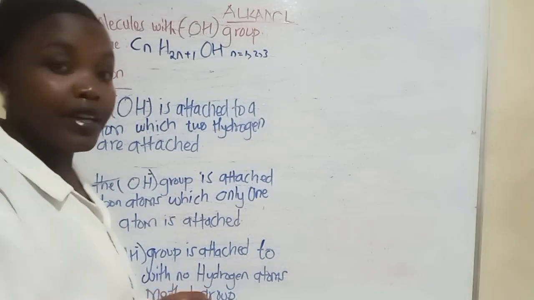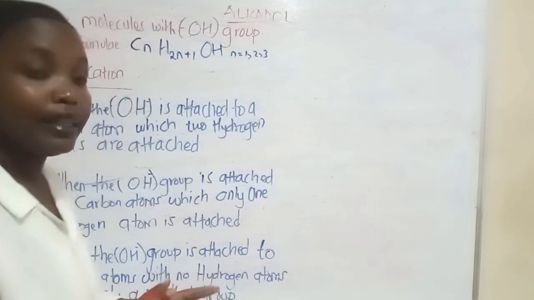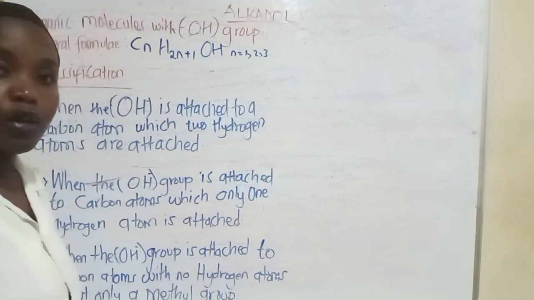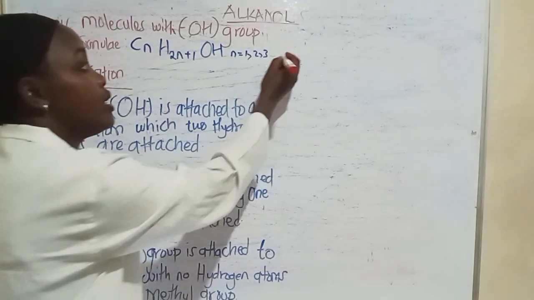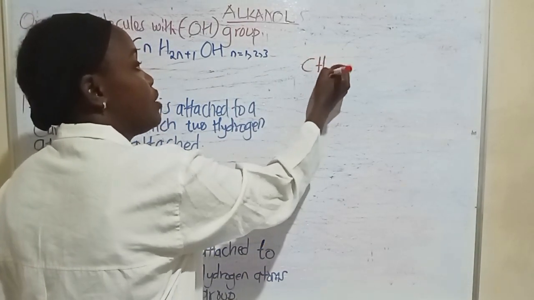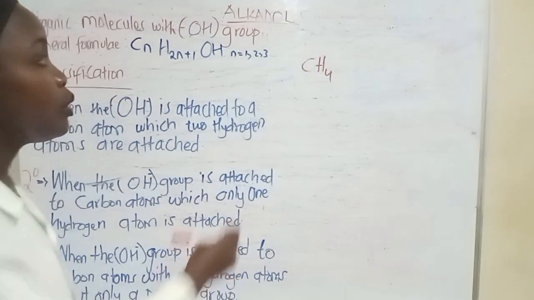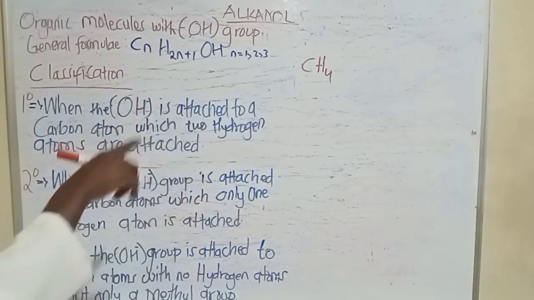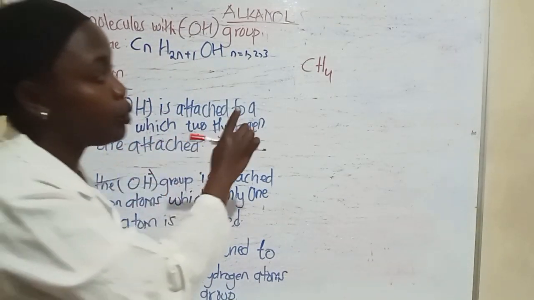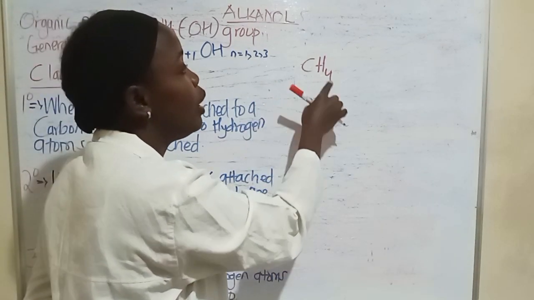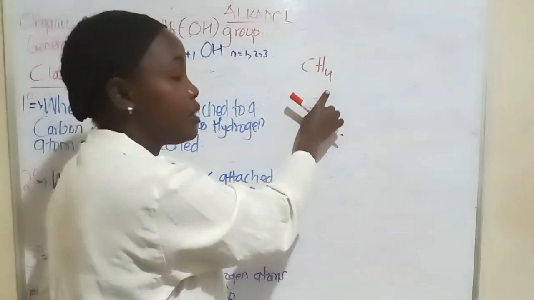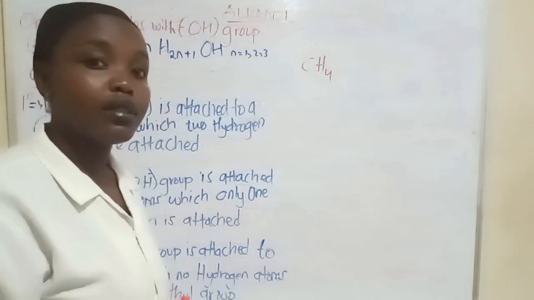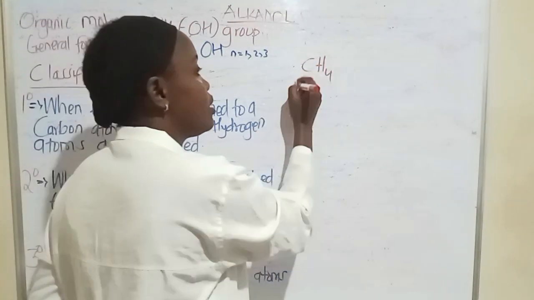For example, let us talk about methane. Methane is the first member of the homologous series of alkanes. How do you write methane? Methane is written as CH4. So if you want to form methanol, you're going to take one hydrogen atom of your methane and replace it with a hydroxyl group.